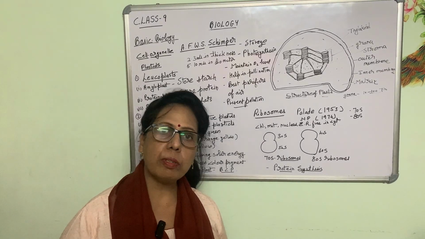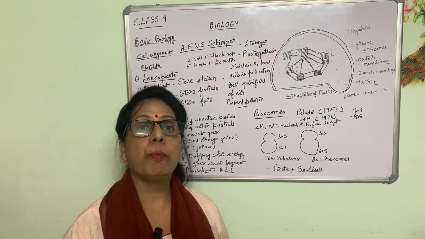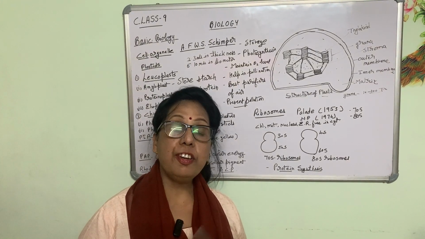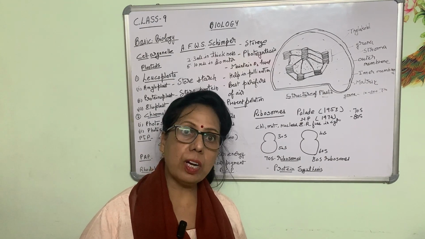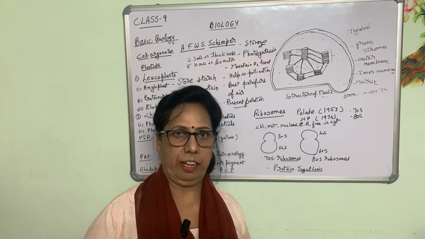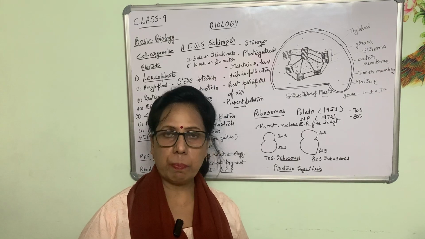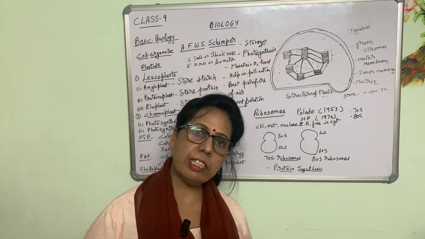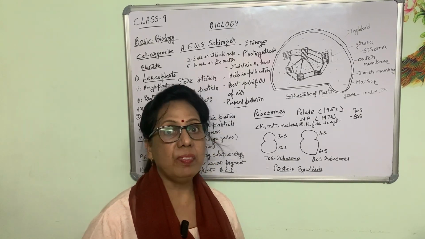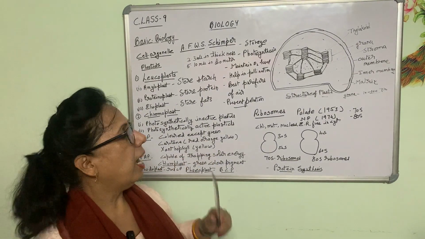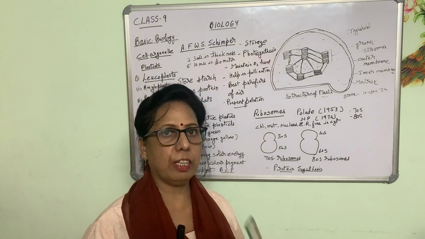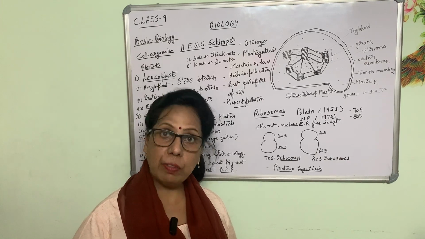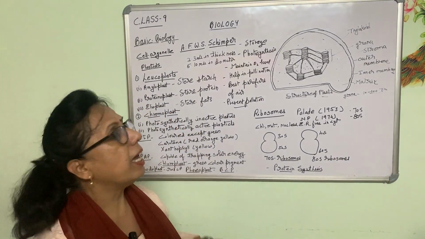Amyloplasts store starch, such as in your potato tubers, like your potato and sweet potato. Plants which are photosynthetically inactive means the part of the plant which is present below the earth. There the reserve food material which is present is in amyloplasts, and they store the starch. Basically your potato tubers and sweet potatoes store amyloplasts.